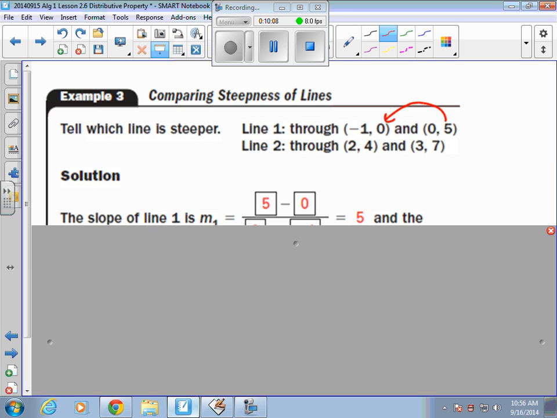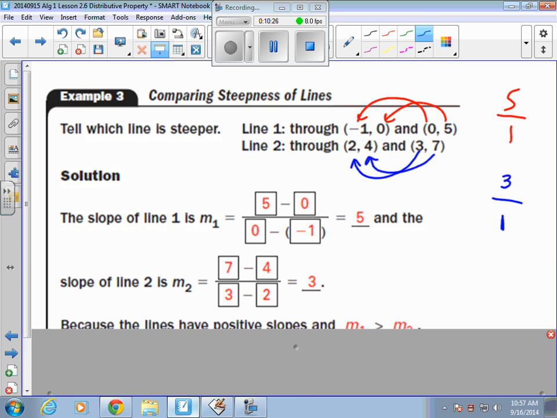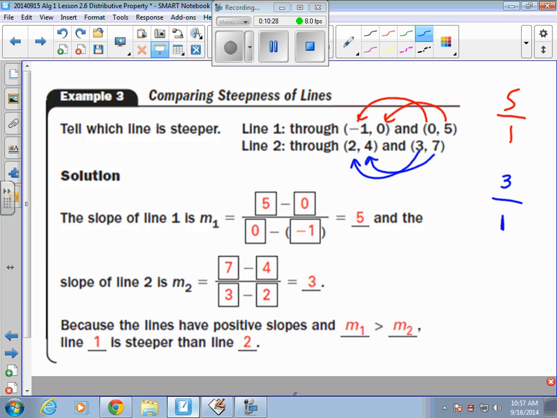5 minus 0 is going to be 5. 0 minus a negative 1 is plus 1. So that first line slope is going to be 5, and that's what we have there. The other one, 7 minus 4 is 3. 3 minus 2 is going to be 1. The absolute values of them, 5 is greater than 3. So the first line, see that slope of line sub 1 is greater than the slope of line sub 2.